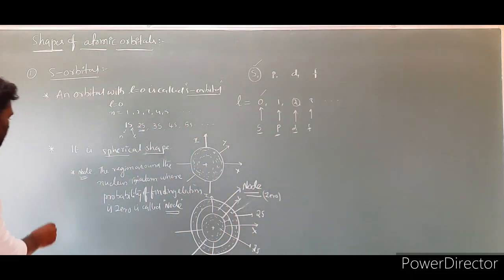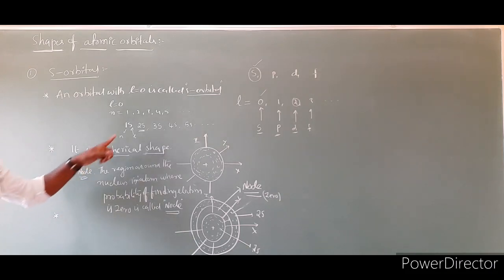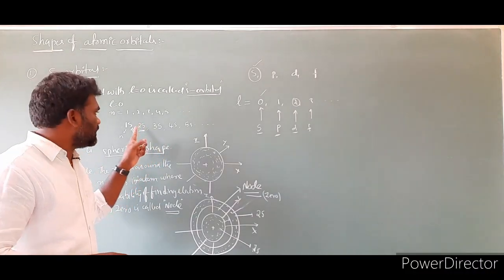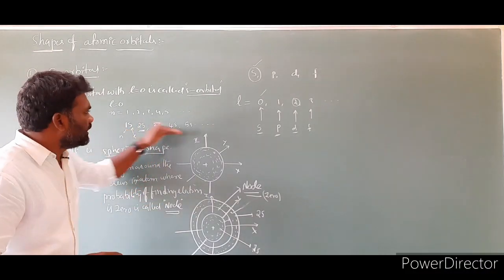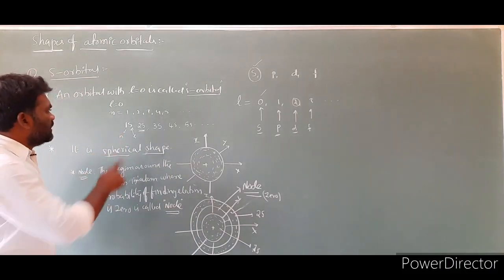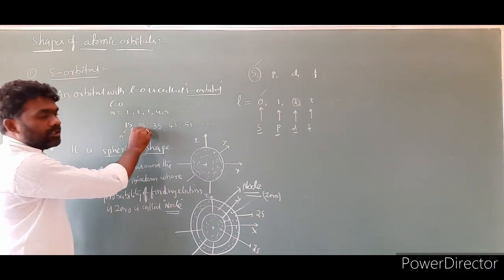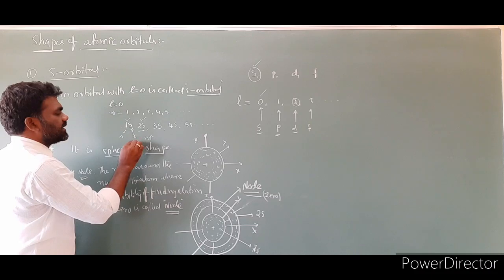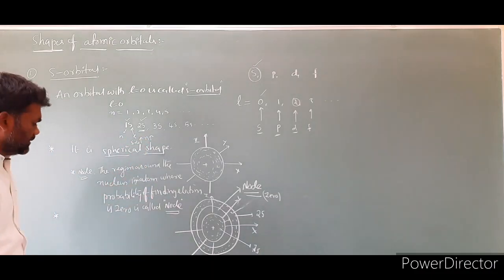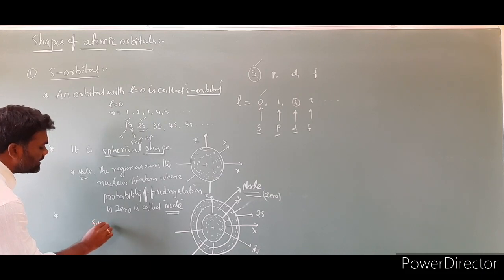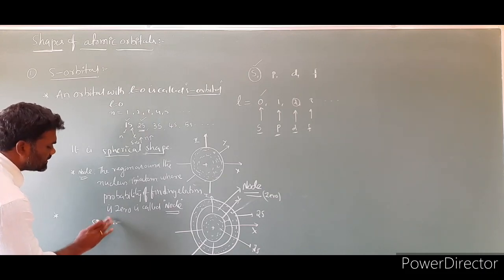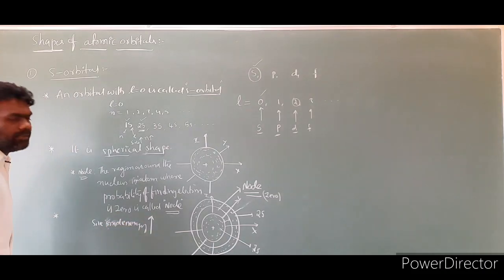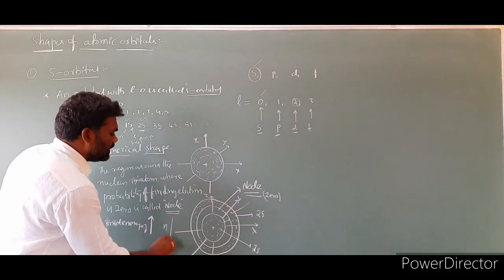Another important point regarding the s orbital is that we have different kinds of s orbitals: 1s, 2s, 3s and so on. The size and energy of an s orbital increase with increasing n value. Taking the 1s orbital and the 2s orbital, the 2s orbital is big in size compared to the 1s orbital. So as the n value increases, size and energy also increase. The simple point is: size and energy of an s orbital increase with increasing n value.